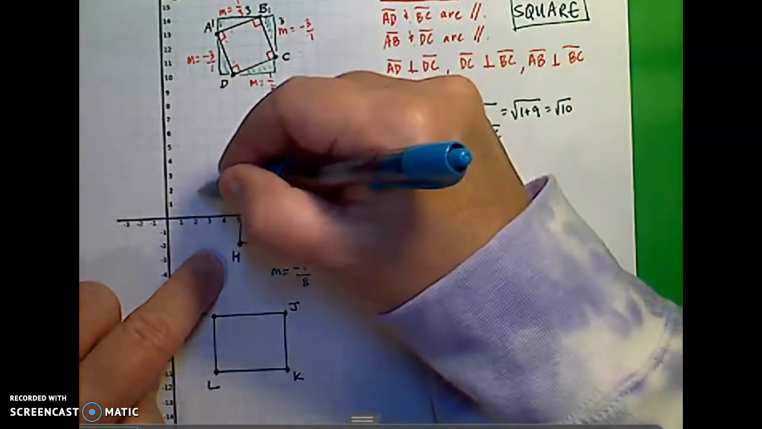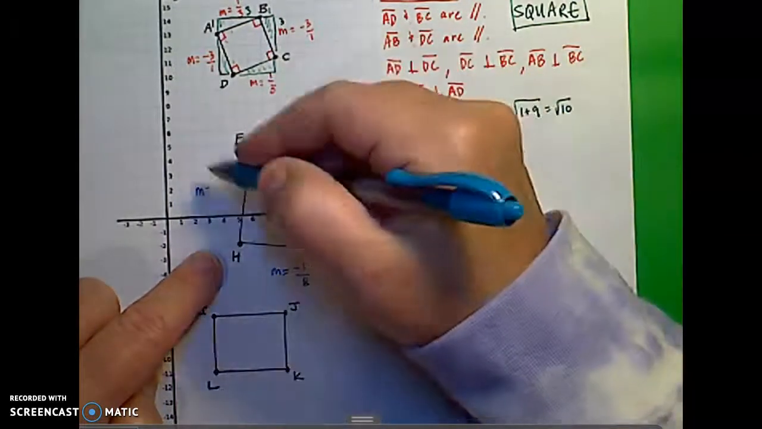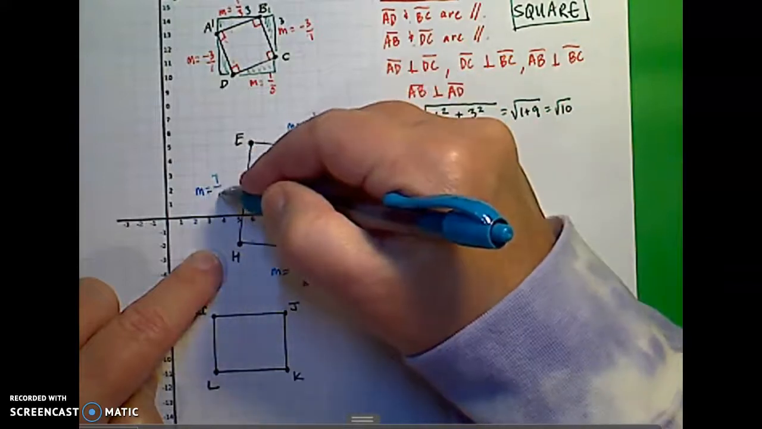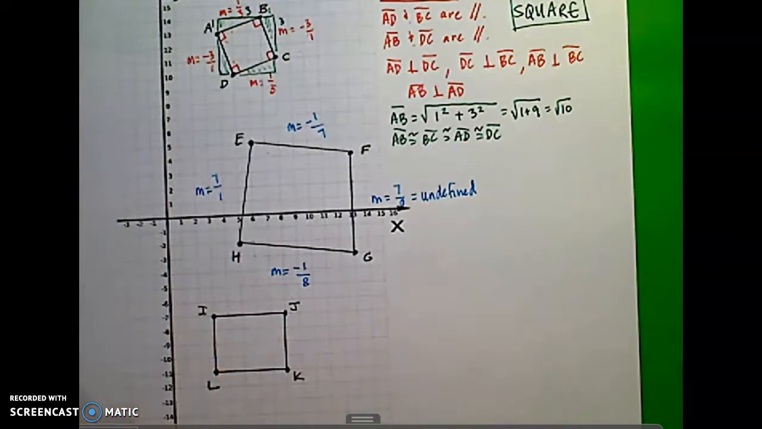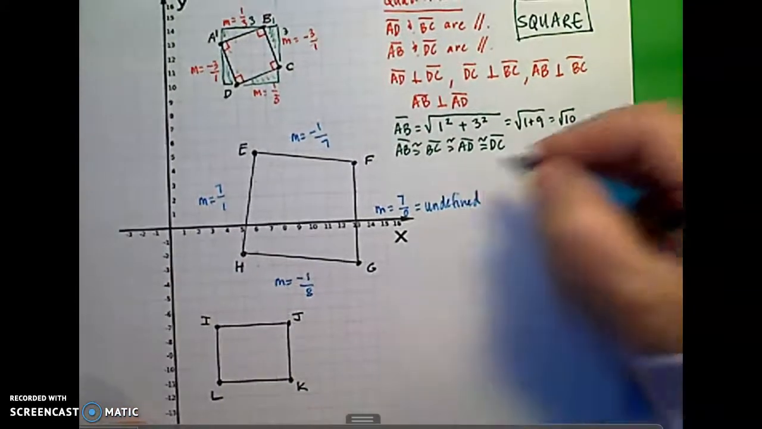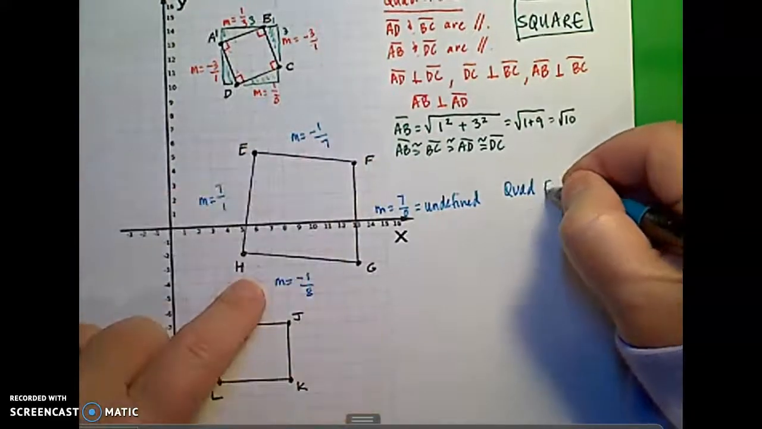Let's take a look at this one. We've got 1, 2, 3, 4, 5, 6, 7, up 7, and over 1. It has a slope of 7. So if we compare slopes here, and I'm going to label this quadrilateral EFGH.